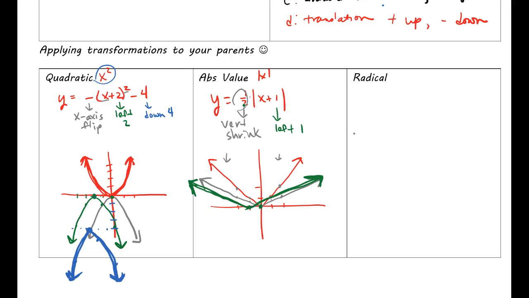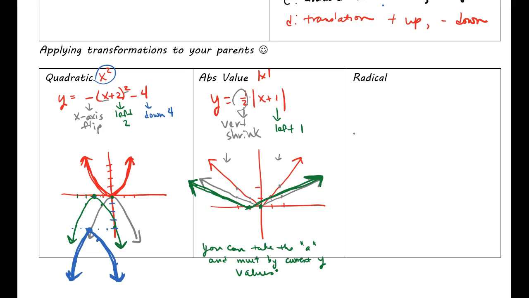So if you want to write a little note down here, you can take the a in the equation and multiply by current y values. And that's going to give you the new y values, okay?